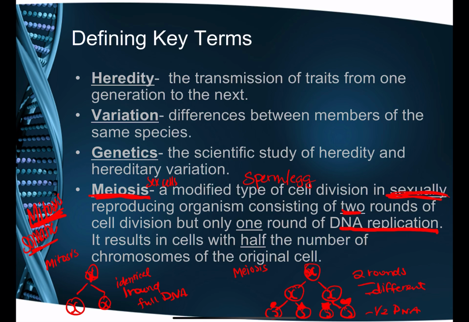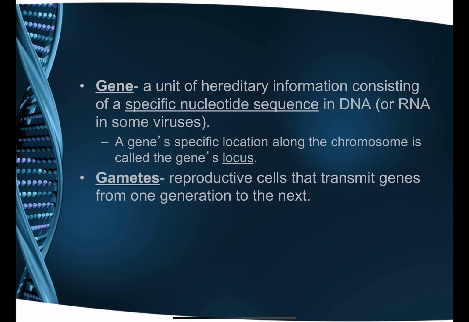Your body goes through meiosis one time a month, before you ovulate and release an egg. Men, you make a lot more sperm than that, and so your body is constantly doing meiosis. And so that's a little bit of a difference there.